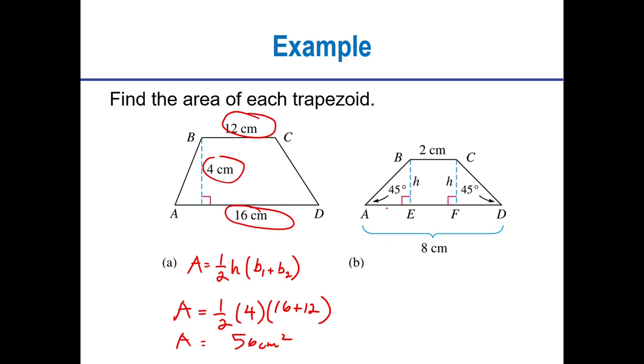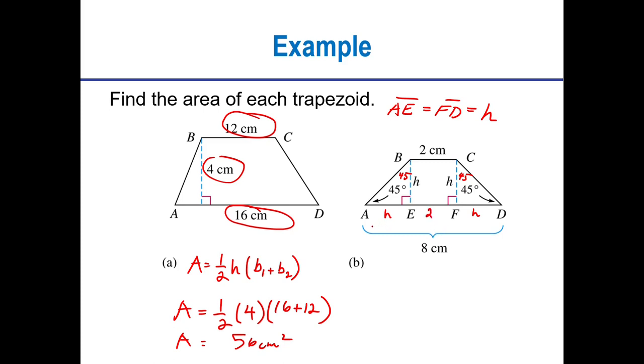Part B. We know the base angles are 45 degrees. That implies that this top angle must also be 45 degrees. So this is a 45, 45, 90-degree triangle for each of the sides. So I know if this has a height of h, this also has to have a length of h, and so does this. So I know the segment AE and the segment FD must be equal to a length of h. Since we have the segment BC and EF forms a rectangle, this must be a length of 2.